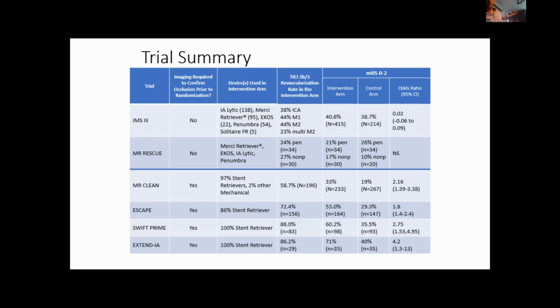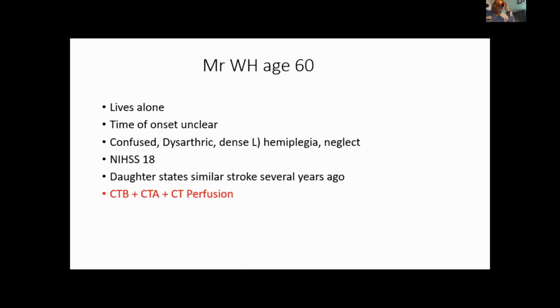So the first 2 trials were the early ones. The last 4 are the more recent ones, and that's the data that would be quoted for its use everywhere in the world. So about 311 patients, I'll give you that as well. All of those are 311 patients, so not huge sample size.